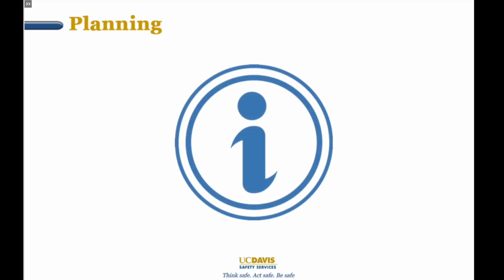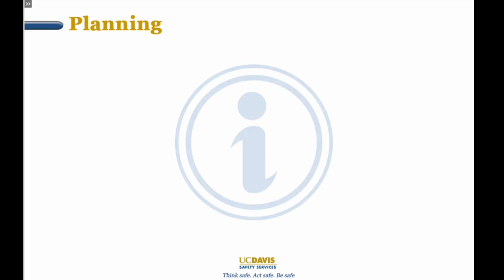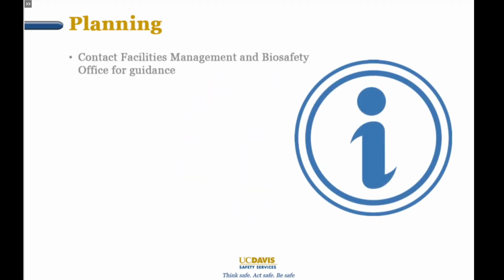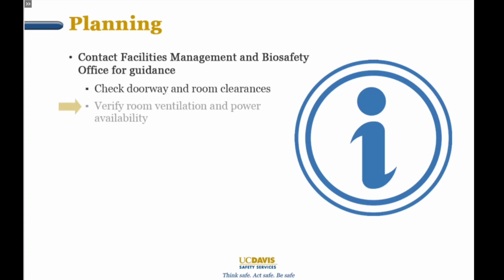The final policy describes what is expected when planning, purchasing, installing, or relocating a biological safety cabinet. First and foremost, don't hesitate to contact Facilities Management and the Biosafety Office for guidance. When planning for installation of a new BSC or relocating an old one, consider the following. Is the doorway to the lab large enough to fit the BSC through? Is the ceiling high enough for the BSC? Remember, there must be at least 12 inches of clearance above the BSC for testing purposes. What kind of ventilation is currently in the room? What about the power supply? Is it sufficient to run the BSC?